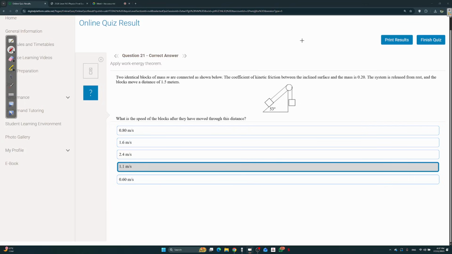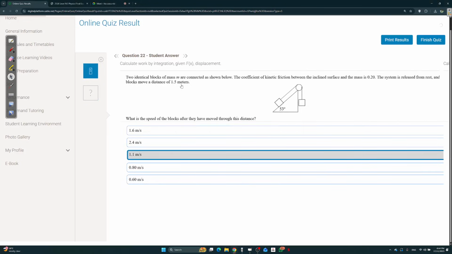They're asking us what's the speed. They told us that the system is released from rest and the blocks move a distance of 1.5. This block is going to move down, and this one is going to move up like this. It has some kinetic friction. For this one the solution is way too long, so I'm just going to skip it. It didn't come in the periodic, so I don't think it's going to come next time.